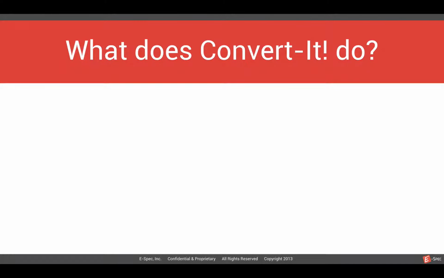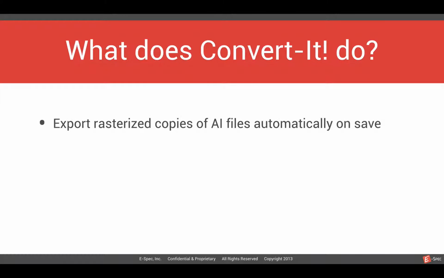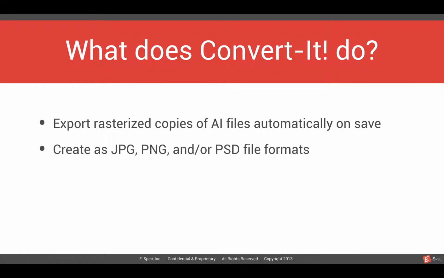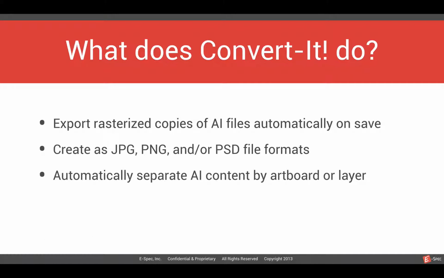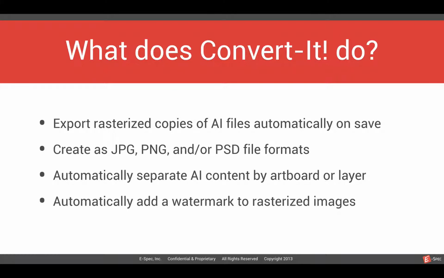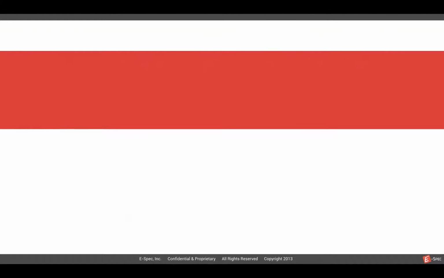So what does Convert It do? It exports rasterized copies of the AI files automatically on save. Creates JPEGs, PNG, or PSD file formats, or any combination thereof, simultaneously. It can automatically create individual output files for each layer or artboard. And it can even add a watermark to the exported files, leaving the original AI file intact. Let's take a quick look at Convert It in action.